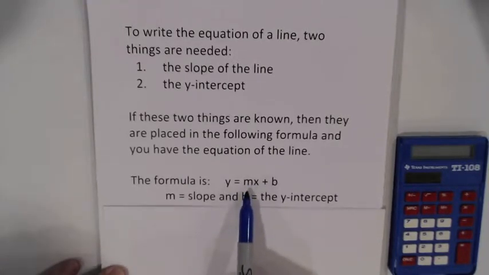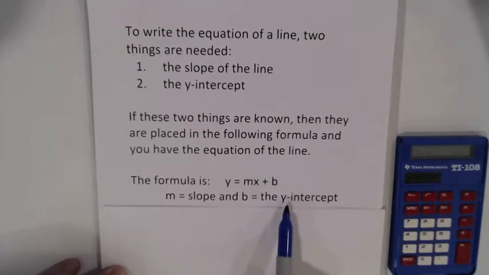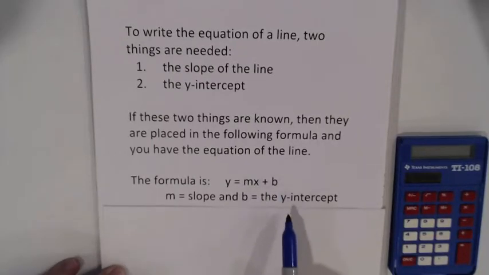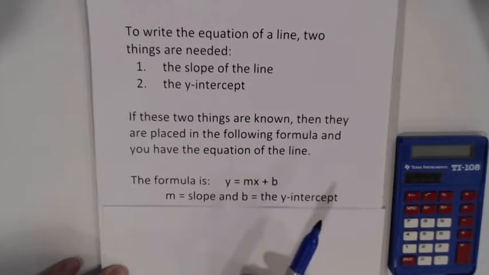You're going to figure out what the slope is by looking at the graph, using the formula. Same with the y-intercept. The y-intercept simply goes in this spot right here. Once you know what the y-intercept is, you put it in that spot. A number simply goes right there in that spot right there.